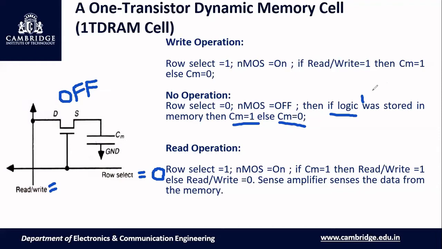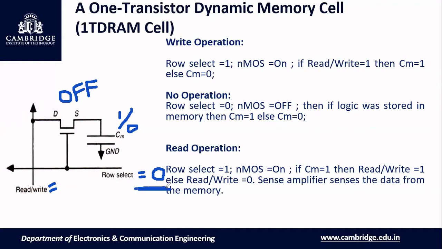So if previously you had stored logic 1, then CM will be holding logic 1. If you have stored logic 0, then it will be holding logic 0. Understood? So this capacitor will be holding the data. Here I am not trying to perform a read operation or write operation. For that, I'll make row select as 0.